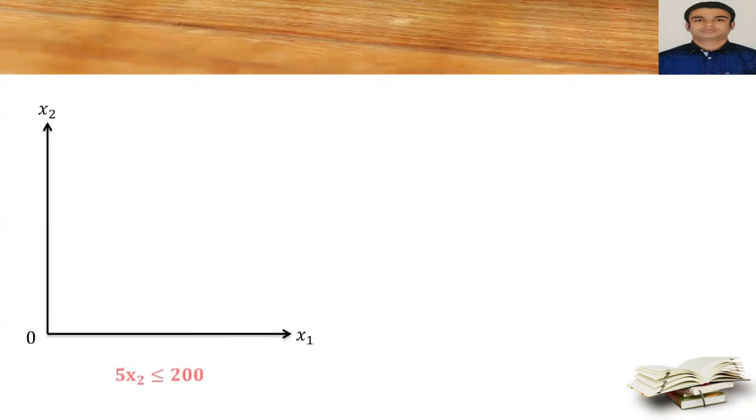Now, the third equation is 5x2 is greater than or equal to 200, which means x2 is equal to 40. For every value of x1, x2 is 40. So draw a line parallel to x1. Which area is considered? The greater than or equal to sign means toward the origin. The area over the origin will be considered.